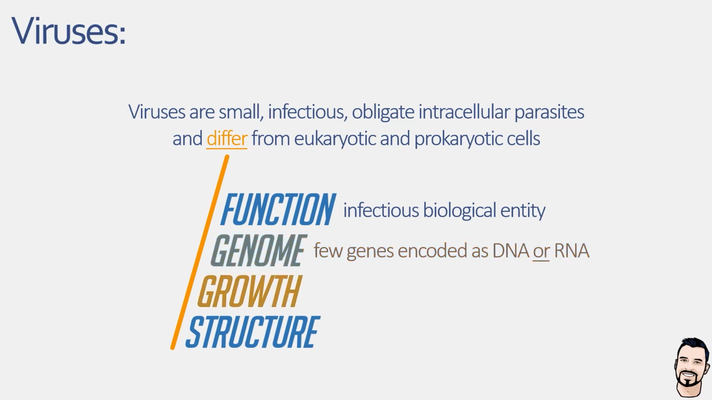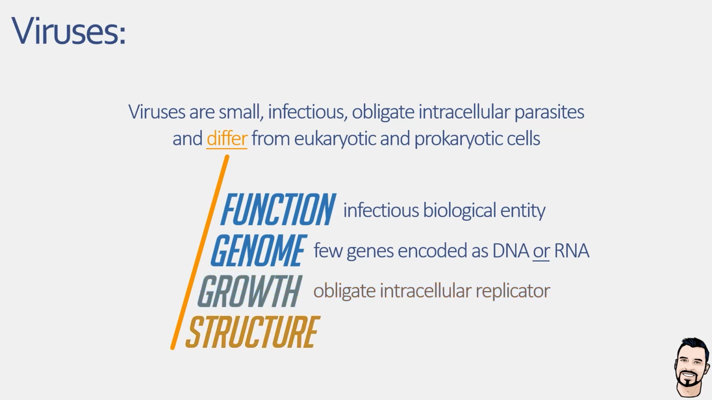Next we have growth, and so our viruses are not duplicated via binary fission as we see in prokaryotic cells, or mitosis or meiosis as we see in our eukaryotic cells. Instead, they use the host's replicationary machinery to assemble and manufacture multiple new copies of themselves within the host cell, making them obligate intracellular replicators.